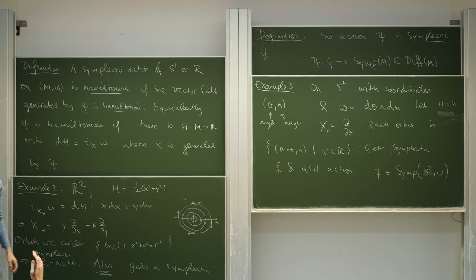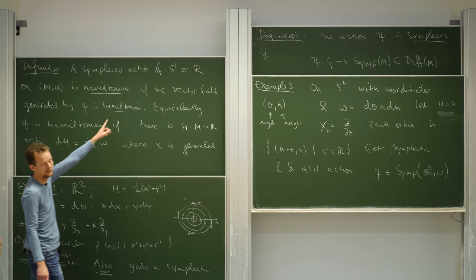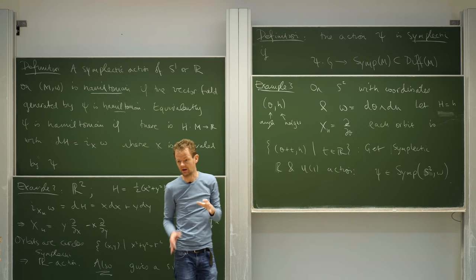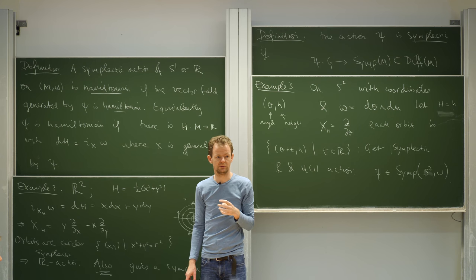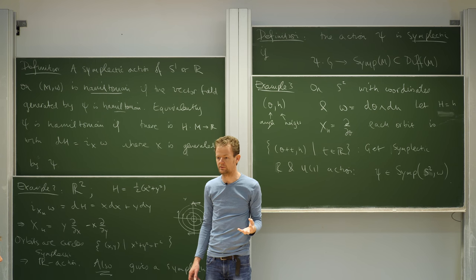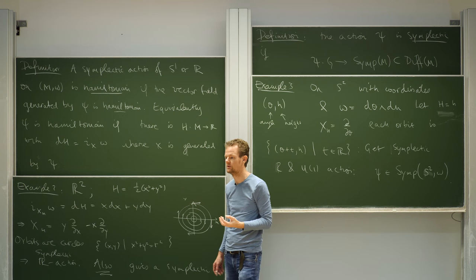Yep, a question. Is it a meaningful question, why we choose these groups, why we choose S1 and R? I'm going to make a comment about that. R we choose because we're thinking of time. And S1 is, if you like, thanks to this Arnold-Liouville theorem of the previous lecture.